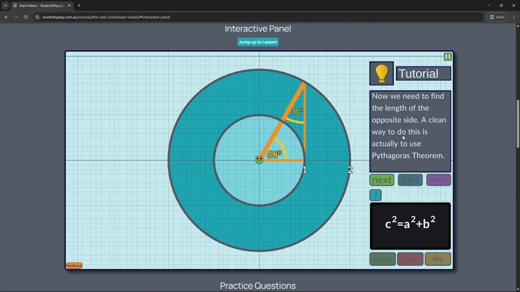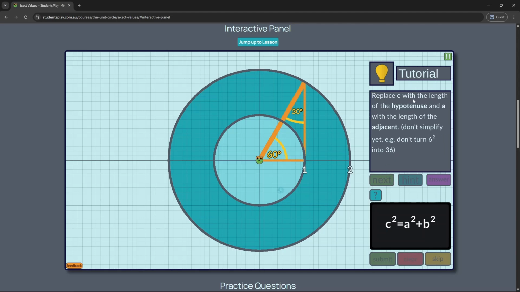A clean way to do this is actually to use the Pythagoras theorem. Remember, C is the length of the hypotenuse, and A and B are the lengths of the other two sides. Replace C with the length of the hypotenuse and A with the length of the adjacent. Don't simplify yet, so for example, don't turn 6 squared into 36.